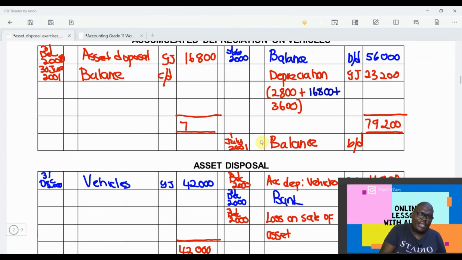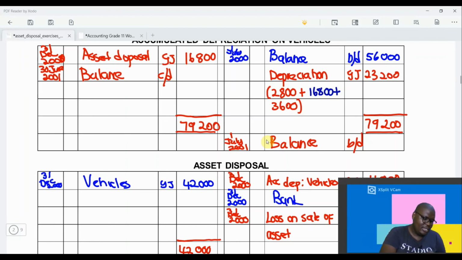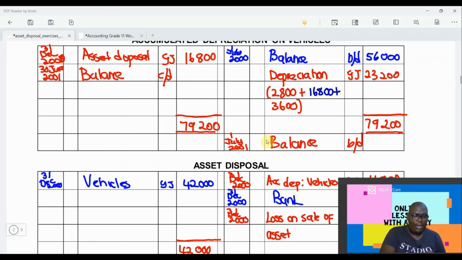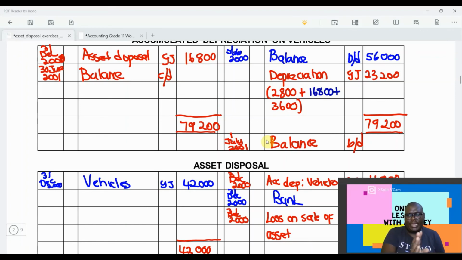79,200, and then even here 79,200, and then let's confirm if it's correct. 56,000 plus 23,200, 79,200. Okay, let's confirm. 2.8 plus 16,800 plus 3.6 is 23,200. So we are done. The bigger side is correct.